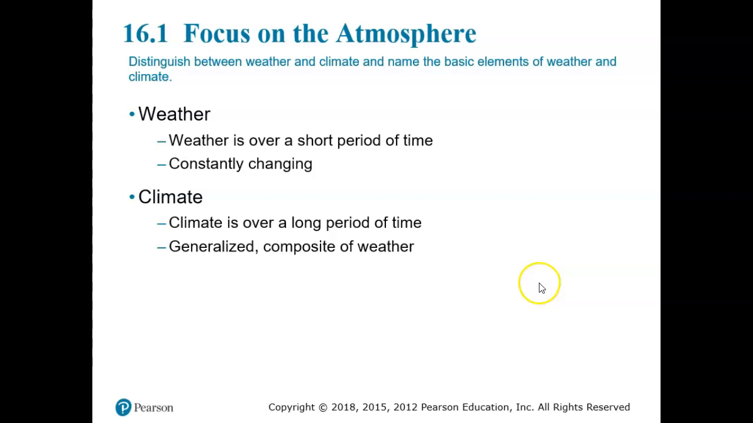Obviously, the big point that I've been covering probably the whole semester is the difference between these two words. Remember, weather is what it's like outside today, or this week, or this month, or potentially even this year if it's a rainy year. But climate, of course, is a long period of time.